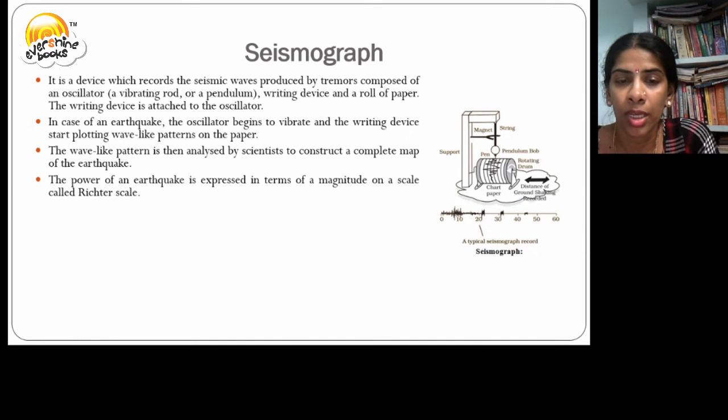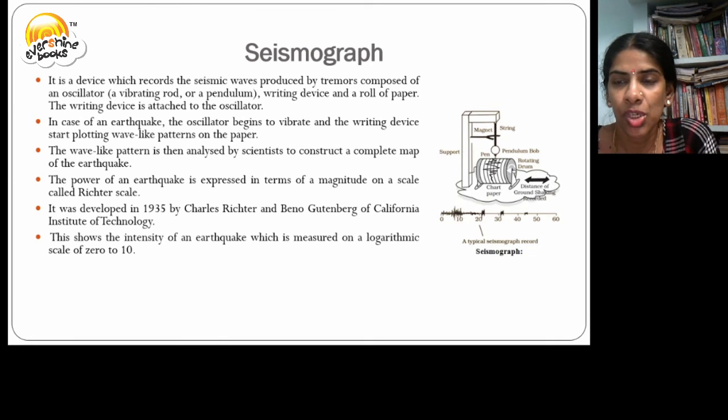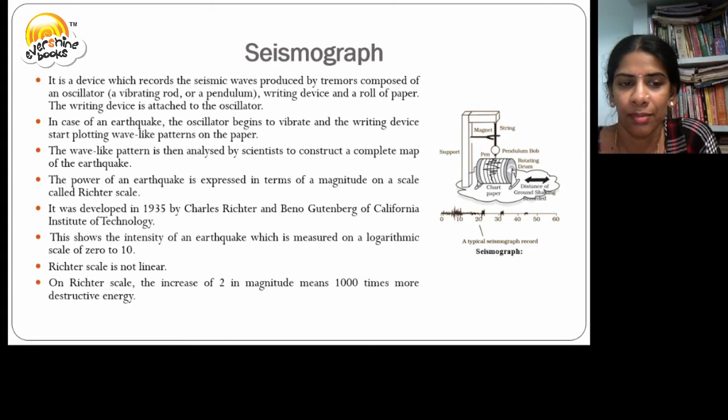The power of the earthquake is expressed in terms of magnitude on a scale called the Richter scale. It was developed in 1935 by Charles Richter and Beno Gutenberg of the California Institute of Technology. This shows the intensity of an earthquake, which is measured on a logarithmic scale of 0 to 10. Richter scale is not linear. On the Richter scale, an increase of 2 in magnitude means 1000 times more destructive energy.